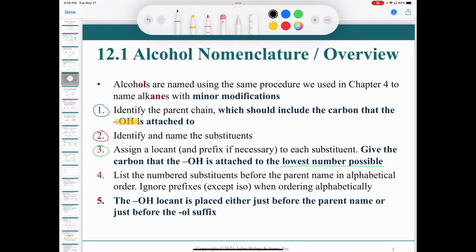Next, we want to list the numbered substituents before the parent name in alphabetical order. We ignore prefixes except for iso, cyclo, and neo when we're ordering alphabetically. And then the last thing is that the hydroxyl locant is placed either just before the parent name or just before the -ol suffix. And I'll give you an example of that.